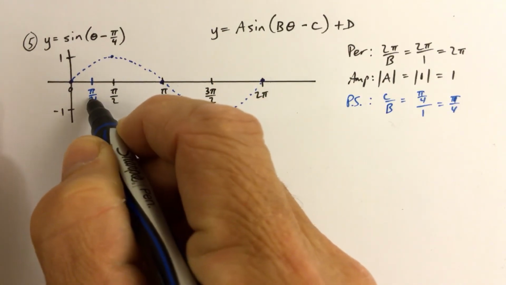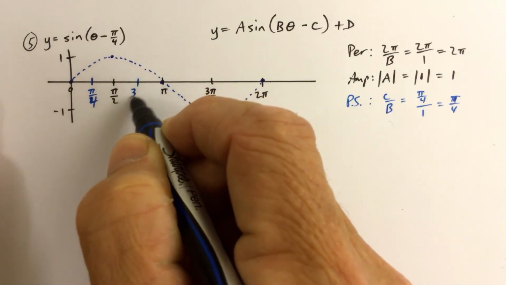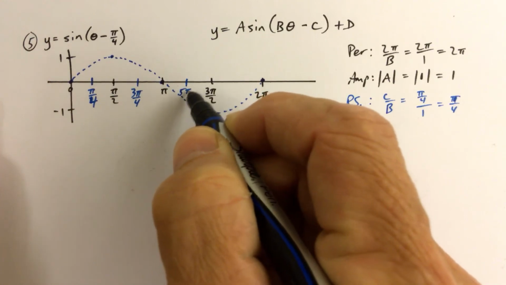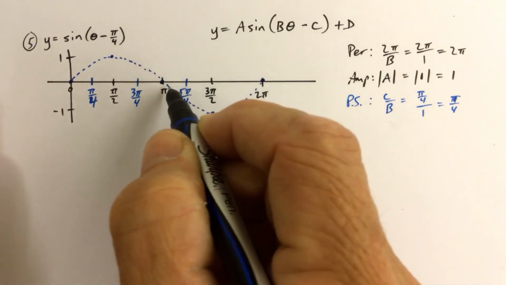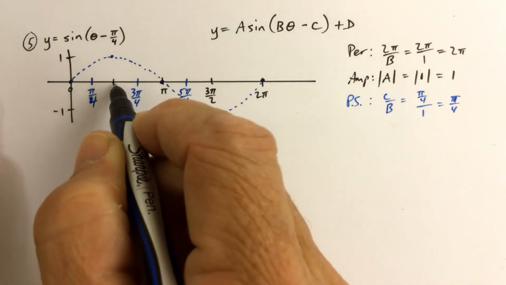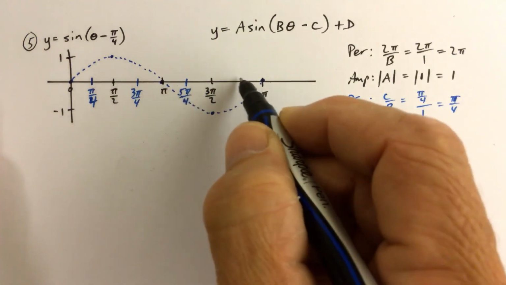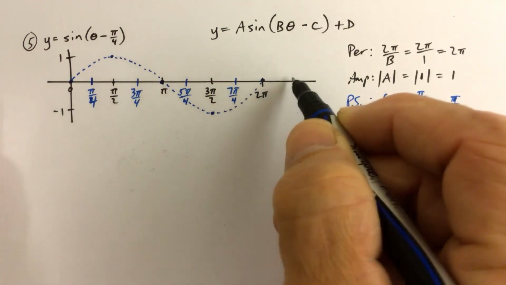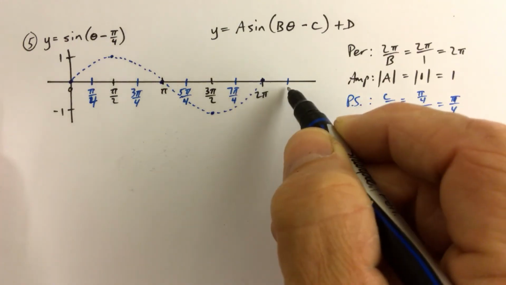Oops, I meant to put pi over 4 there. So 1 pi over 4, 2 pi over 4, 3 pi over 4, 4 pi over 4. So I'm just going to mark off in between each of the markings that are already here, each of the theta coordinates that are already listed. 1, 3, 5, 7 pi over 4. And then I also have to go past the 2 pi by 1 pi over 4, so 7, 8, 9 pi over 4.